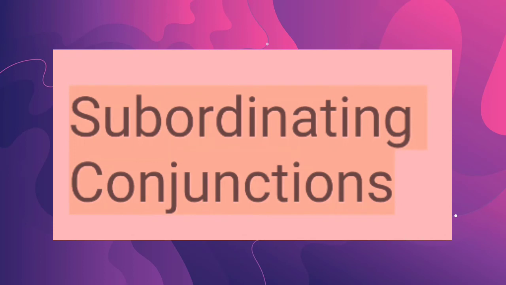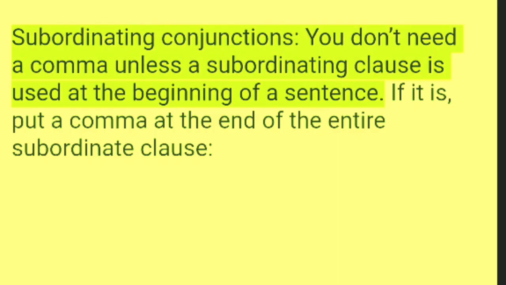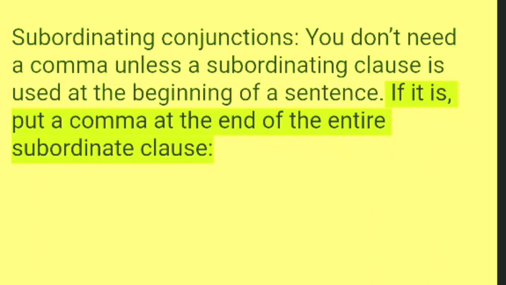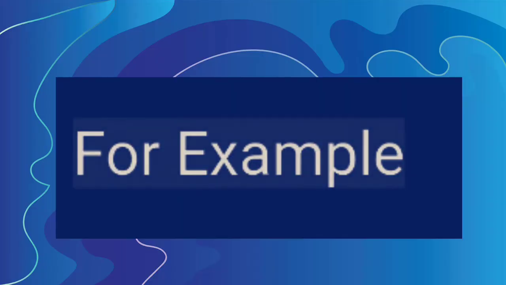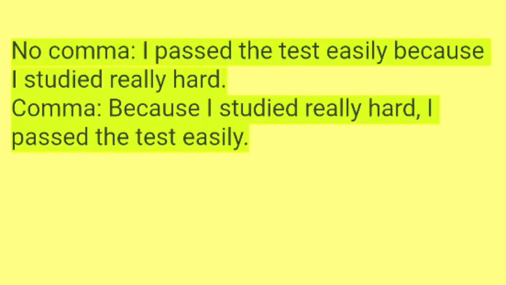Subordinating conjunctions. You don't need a comma unless a subordinate clause is used at the beginning of a sentence. If it is, put a comma at the end of the entire subordinate clause. For example, no comma: I passed the test easily because I studied really hard. Comma: because I studied really hard, I passed the test easily.